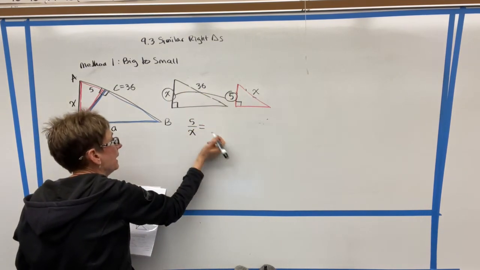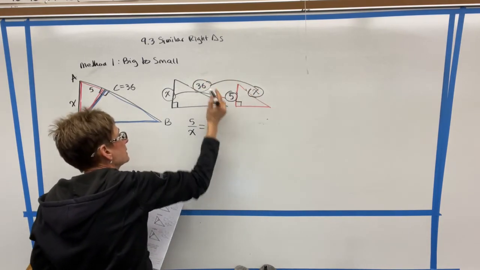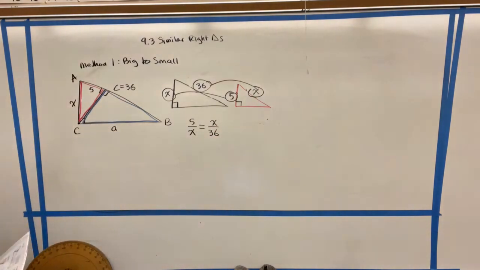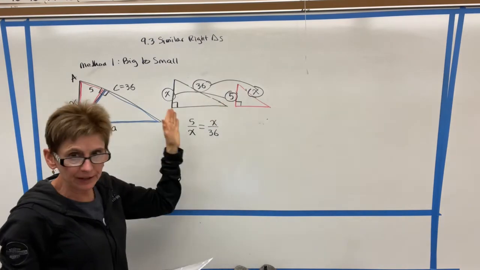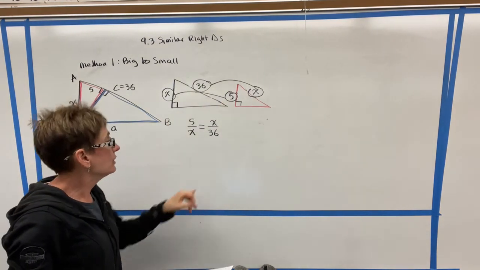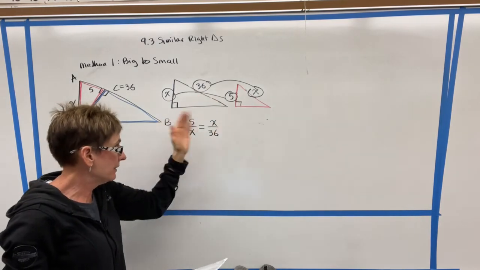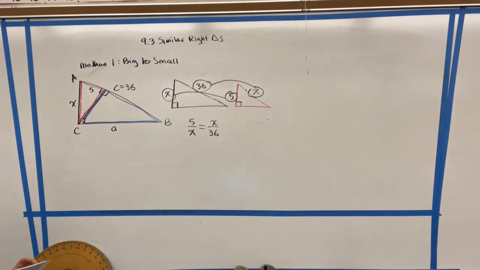You can go either way. And I can also compare x to 36. I'm just trying to make this example very similar to the one we just did. Now I can go, like I said, left to right or right to left, but I do have to be consistent. So I'm comparing short leg to short leg, hypotenuse to hypotenuse, and in this case I've chosen to go from right to left, but I could have gone the other direction, I'd get the same answer.